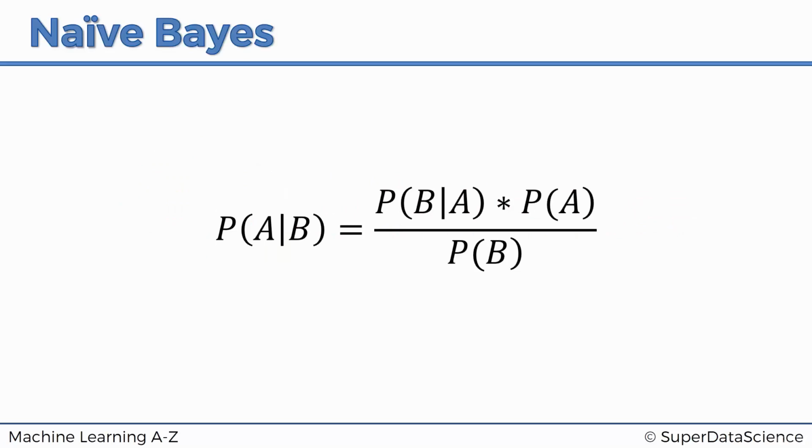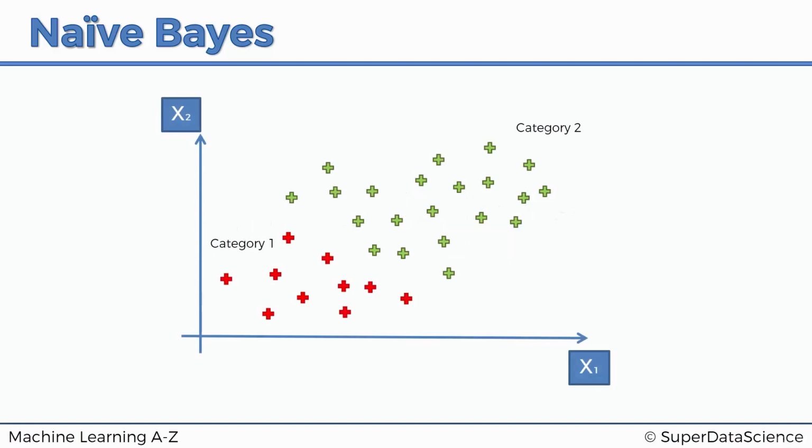Alright, so here we've got the Bayes theorem, and this is something we talked about in the previous tutorial, so by now we should be quite comfortable with the concept. How are we going to apply it to create a machine learning algorithm? Well, let's have a look. Here we've got a dataset. It has two features, x1 and x2, and there are two categories. Category 1, which is red, and category 2, which is green.